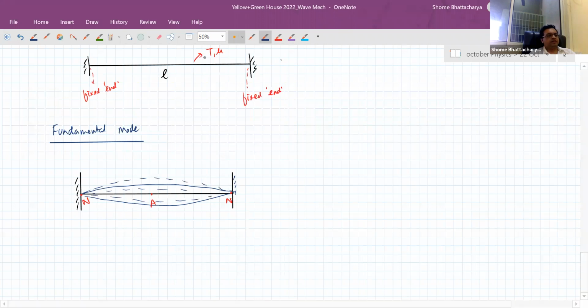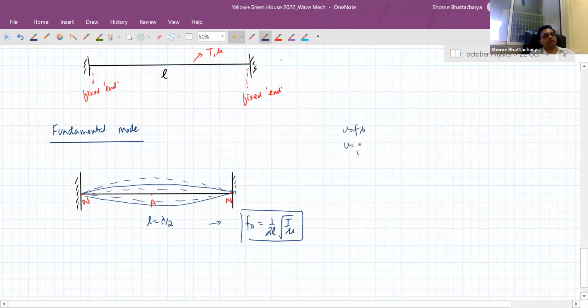So when it is vibrating in this pattern, the length of the string is equal to the consecutive distance between two nodes. So it's lambda by 2. The frequency of the fundamental mode is referred to with f0, or with a subscript of 0. That becomes 1 by 2L square root T by mu, because we have the relation that v is equal to f lambda, and v here is square root T by mu. And lambda for the fundamental mode becomes 2L because lambda by 2 is equal to L. So from that we have this.